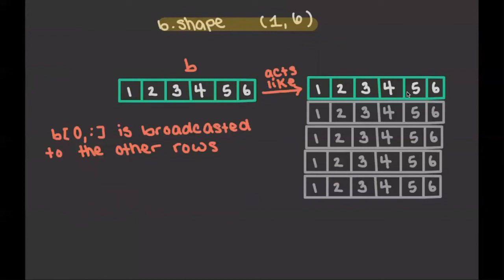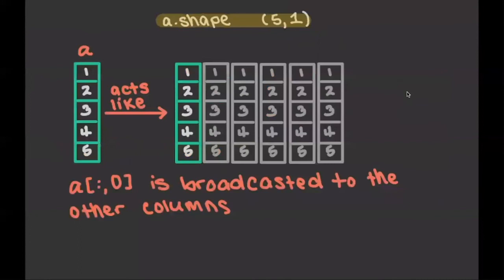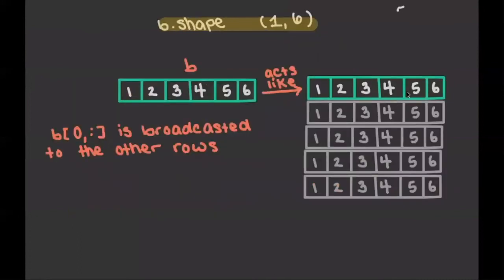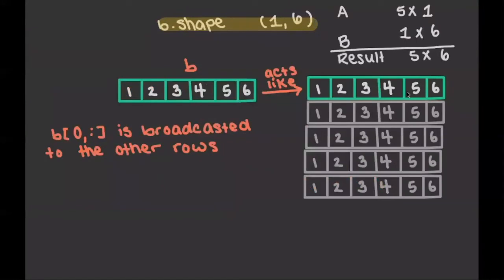Again, just to make it clear, remember we said A was 5 by 1. Here's A. B is 1 by 6. And using our general broadcasting rules, we can see, okay, 1 and 6 becomes 6, 5 and 1 becomes 5. So our resulting array is going to be a 5 by 6.